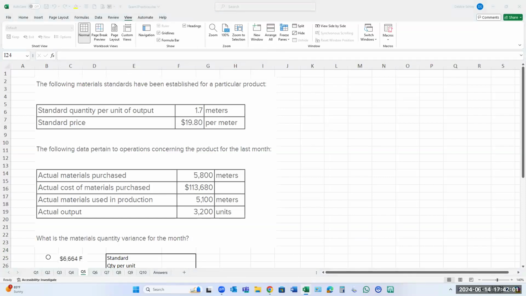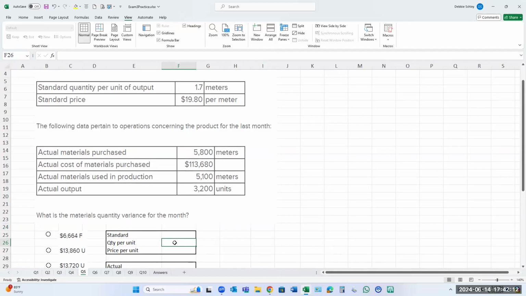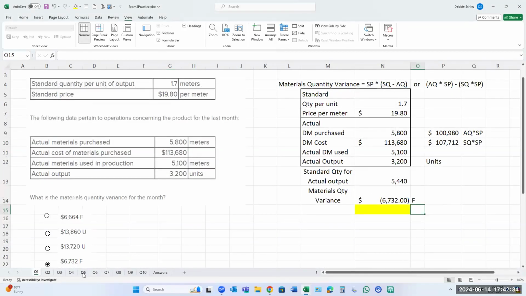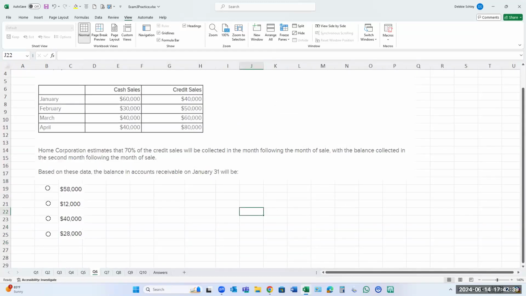Question 5. The following material standards have been established for a particular product. So standard quantity per unit. Okay, I'm going to skip question 5 because it is identical to question 1. So question 1 and question 5 are the same. Sorry about that. I did not make this practice exam. Someone else did.